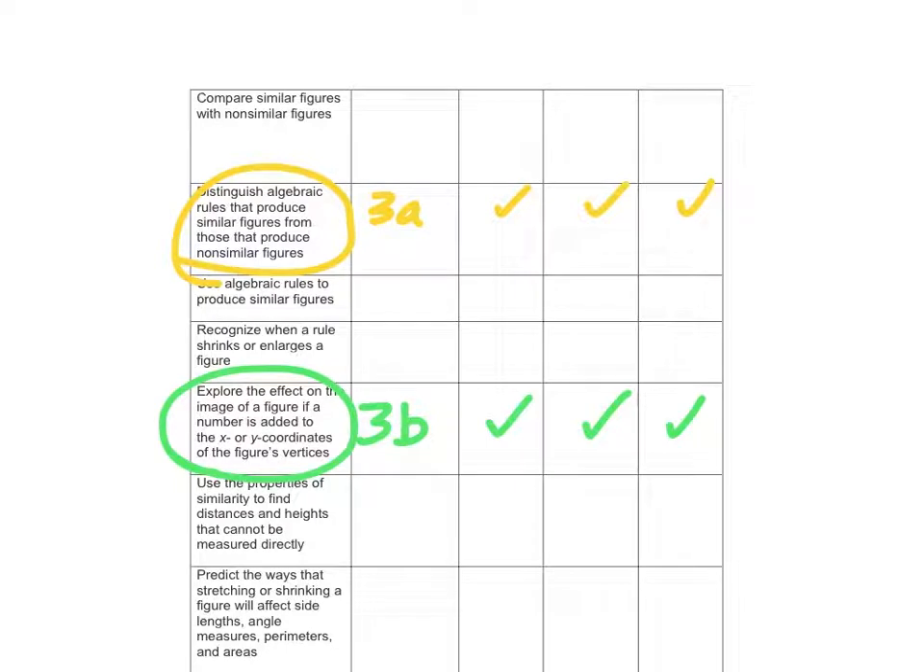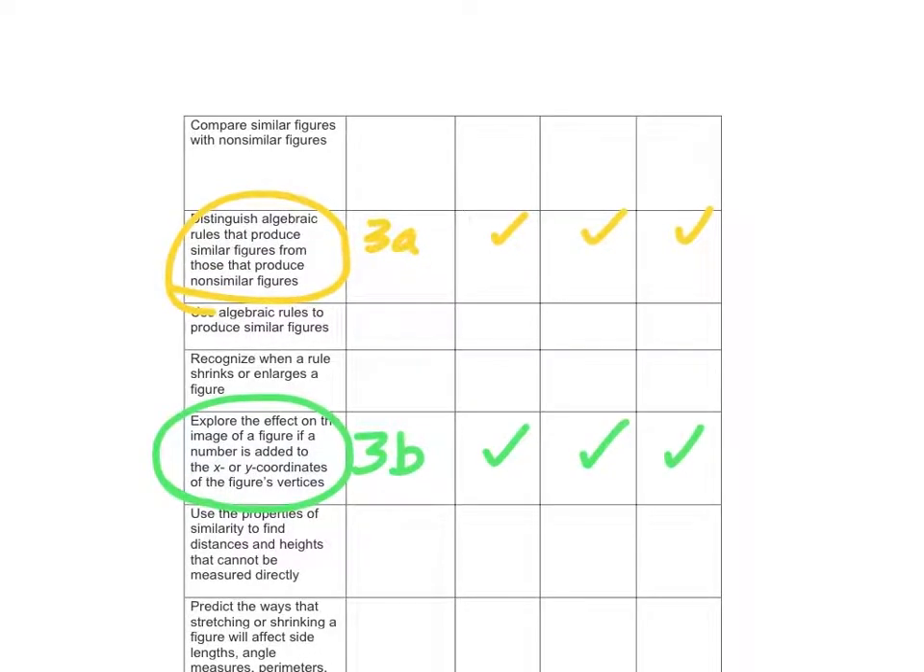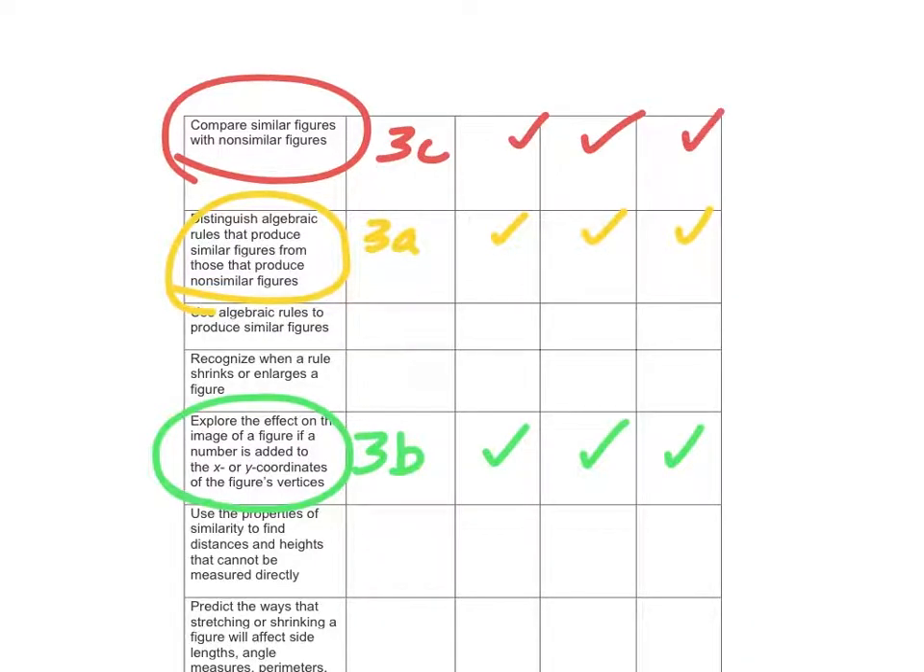And finally, 3C, where is slug similar to mug? 3C goes back to comparing. So you're going to need to compare similar figures with non-similar figures. So that would be 3C. And again, rate yourself in one of the 3 areas.